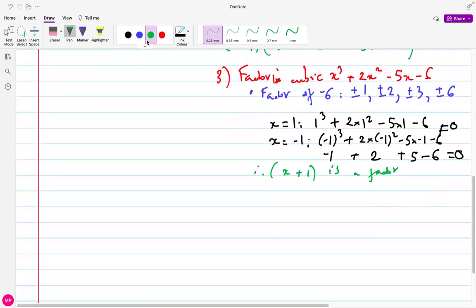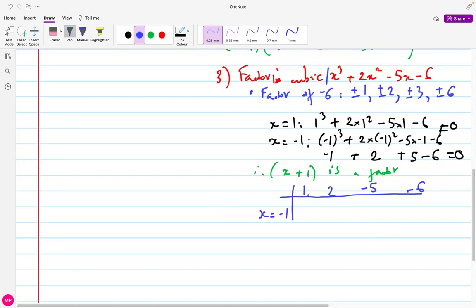And then you will do the same thing. You're going to do the table to find the quotient. So you have 1, 2, negative 5, and negative 6. You write here 1, 2, negative 5, and negative 6. Okay, and x equals negative 1. You write here. Then the 1 you bring it down, you do negative 1 times 1 plus 2.